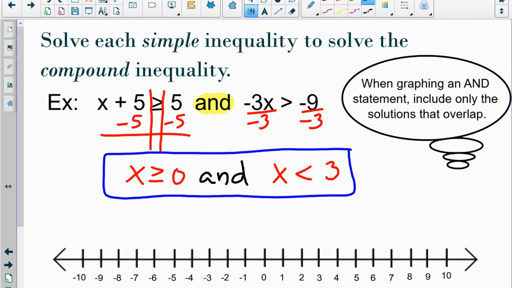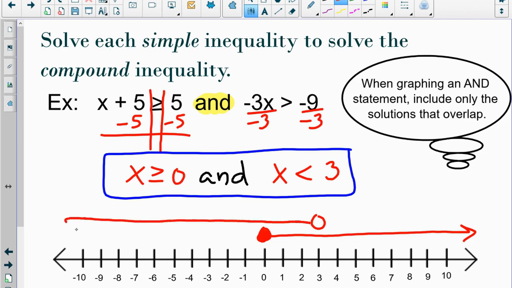So let's take a look at each one of these inequalities separately on the number line. If I were to graph the first inequality, x is greater than or equal to 0, what kind of circle would I use? Would it be open or closed? Well, because it can equal 0 based on that inequality symbol, I would use a closed circle. And because it's greater than 0, I would draw my arrow to the right. For x is less than 3, I would use an open circle because it's one of those strict inequalities.